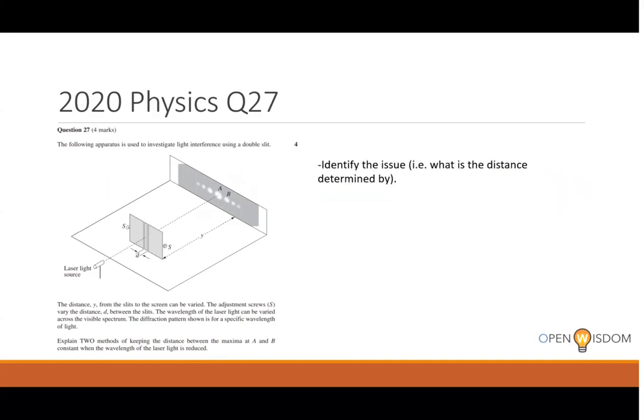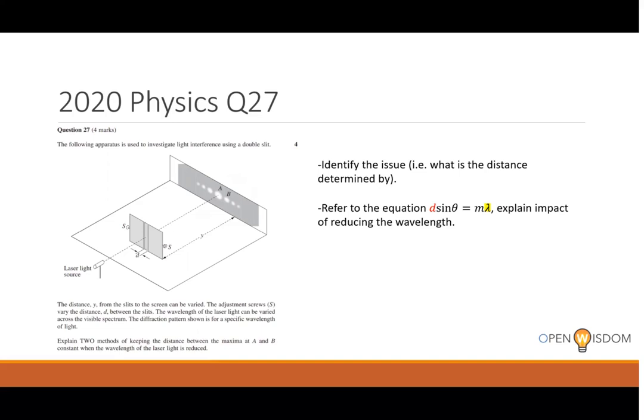Now first, we want to identify the issue, which is what is the distance determined by. Now we can refer to the equation highlighted above, d sin theta equals m lambda, and using this, we will be able to explain impacts of reducing the wavelength.